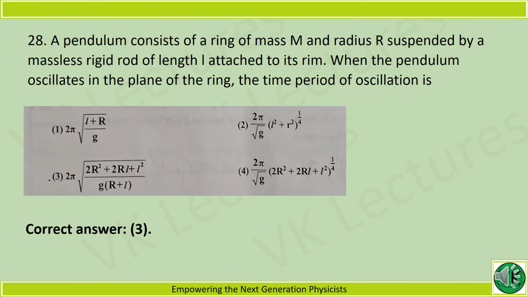The pendulum consists of a ring of mass m and radius r suspended by a massless rigid rod of length L attached to its rim. When the pendulum oscillates in the plane of the ring, the time period of oscillation is given by, the answer is option 3.